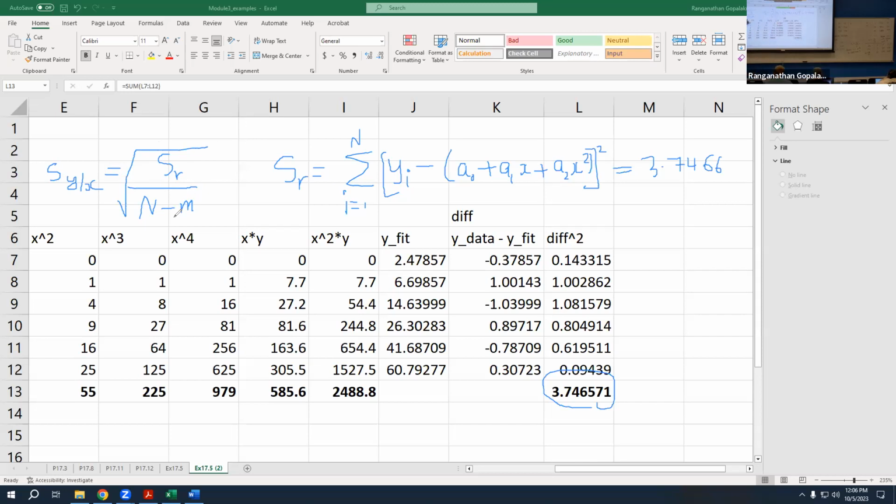Denominator has n, which is number of observations. How many? What is the number of observations here? 6 observations. 0, 1, 2, 3, 4, 5, 6 observations. How many fit parameters do we have? 3 fit parameters. We fitted it to A0, A1, A2, right? When you did linear, how many fit parameters you had? 2, A0 or M and B, slope and intercept.